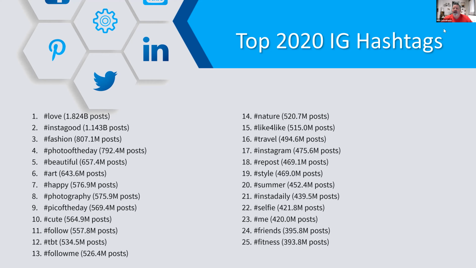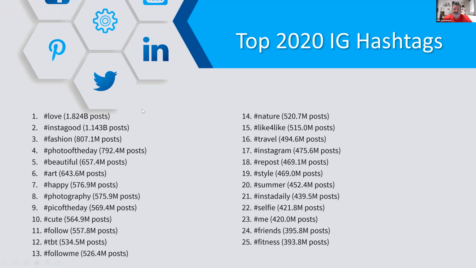Style, summer. Summer can be used in real estate, barbecues, outdoor patios, swimming pools. I mentioned those before. Okay. Insta daily, same thing. It's just anything that you post on a daily basis. You can tag that. Selfie, me, friends, and fitness. So those are the top 25. And you can see I did put the number of posts on there as well.